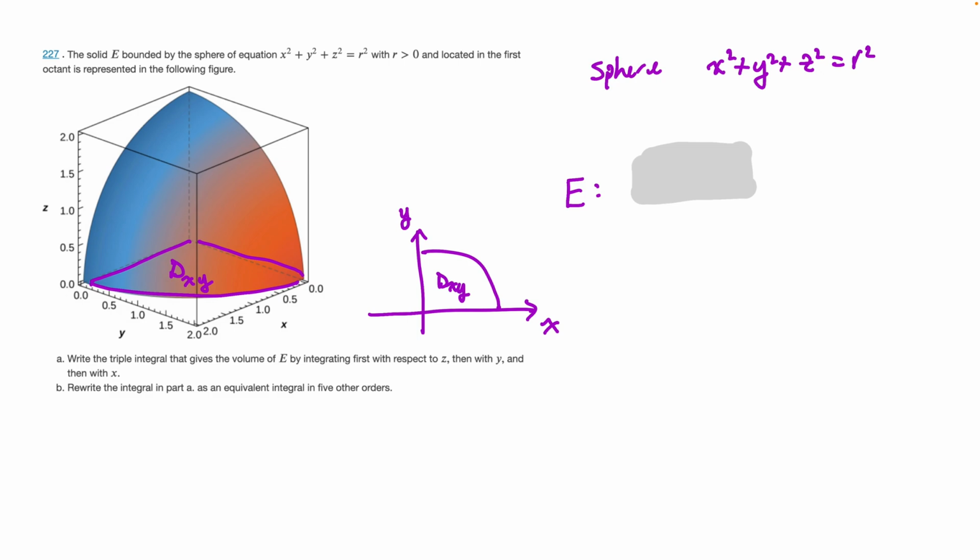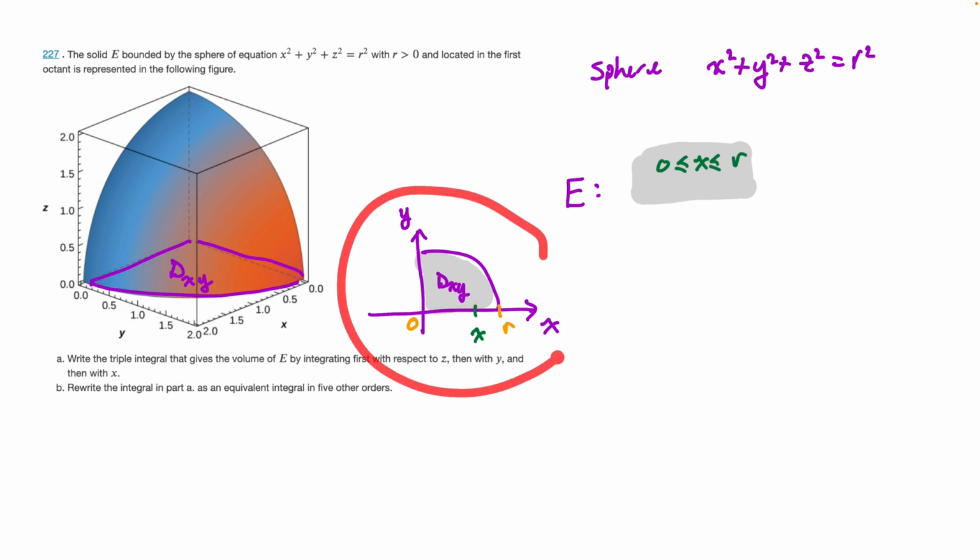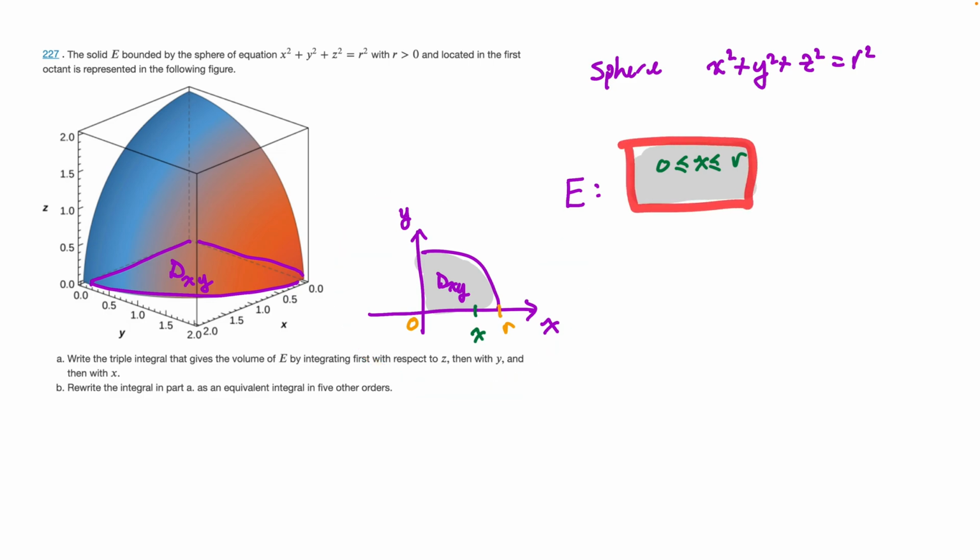Shade in D_xy, and then write some inequalities to describe this region. The x's will occur between 0 and r. Pick an arbitrary x. Then you need to pick x between 0 and r. So those are hard bounds. This r is fixed. Those are hard bounds on x. So let's set up D_xy as a type 1 region.